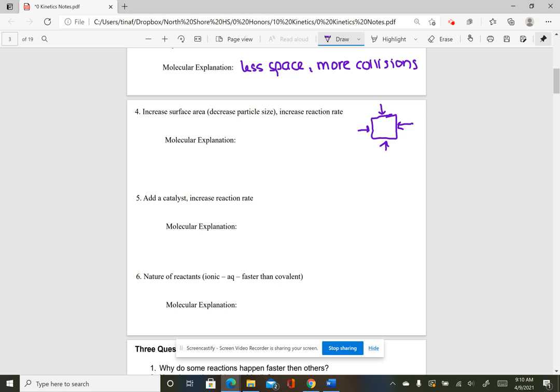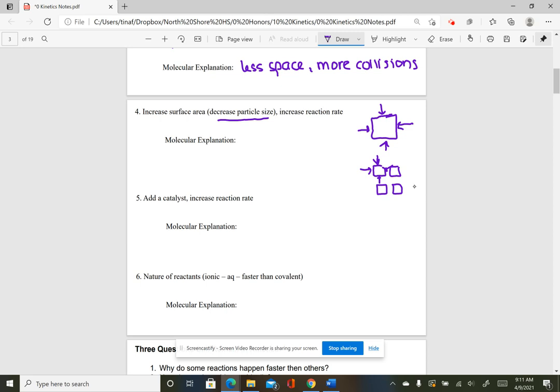How can I increase the surface area of this cube? I can crush it up into pieces. So let's say I break this up into 4 smaller pieces. I'm increasing the surface area by making the particle size smaller. How did I increase the surface area? Now every single one of these smaller pieces has 4 sides available for collisions. So I went from having 4 sides available to having 16 sides available.